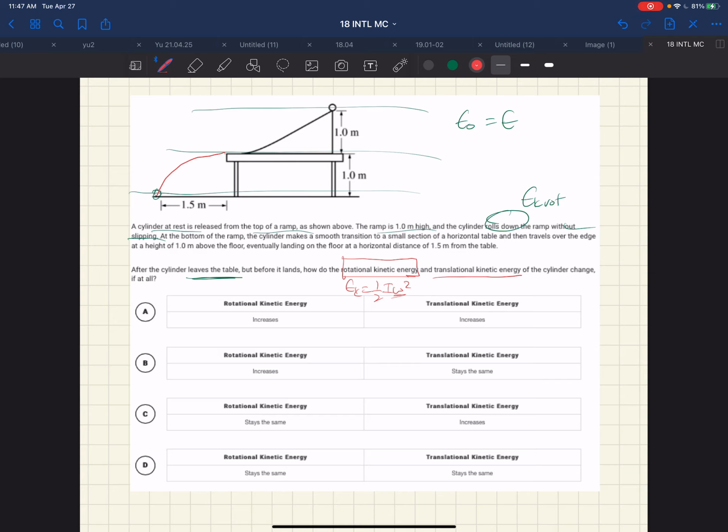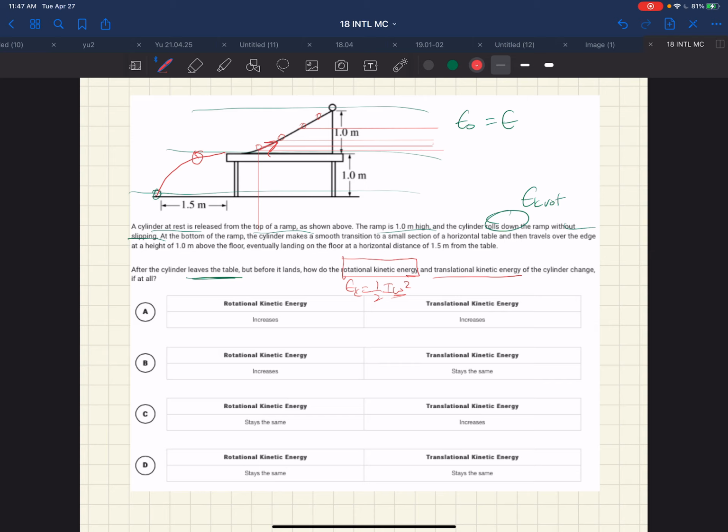The moment of inertia is fixed for the object, so it comes down to what happens to the rotational velocity. Now, the reason the rotational velocity is increasing as it goes down the inclined plane is because the force of friction is providing a torque. It is creating a torque perpendicular to it.